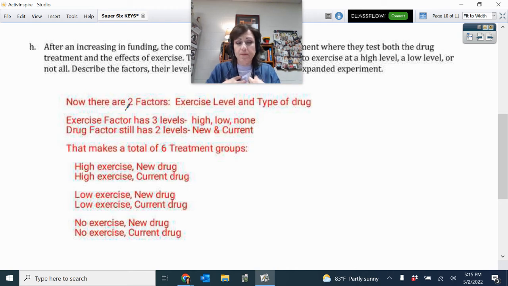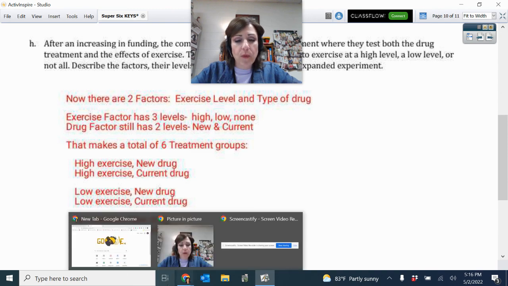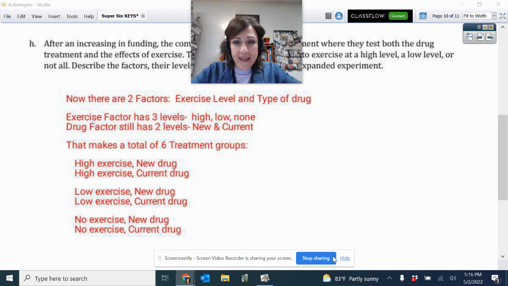Okay, two factors. Exercise is one of them, and there's three levels of exercise: high, low, none. Drug type is the second factor, and there are two of those, new and current. That made a total of 6 treatment groups, and I spelled those out: high exercise, new and current; low exercise, new and current drug; no exercise, new and current drug. All right. There was your primarily experimental design idea with the cholesterol, drug, and exercise.